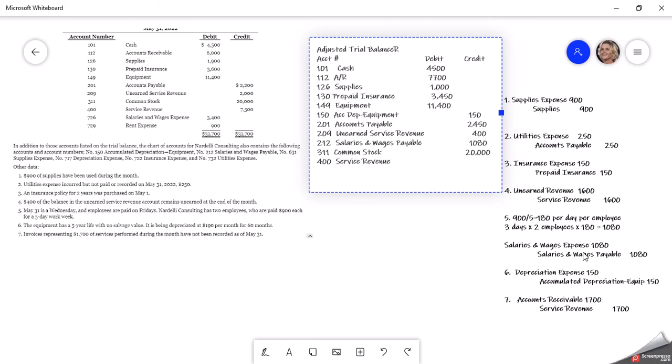Our service revenue is 7,500. And we did record some more of it down here, actually two different entries. So 7,500 plus what we recorded here from the unearned revenue that we then earned, and then what we did not bill, the 1,700. So that is now $10,800.